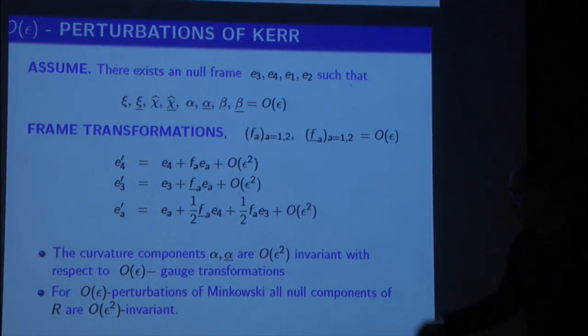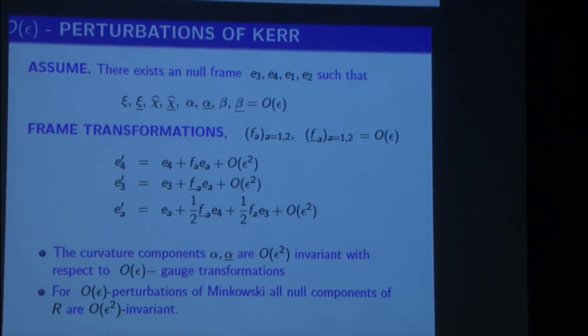And also, I want to remind you, we discussed it last time, that in the case of the stability of Minkowski space, all components of the curvature are of epsilon square invariant. And it's because of this that we were concentrating just on curvature, on the Bianchi identities, and we were using the Bianchi identities to control the curvature. And then once you control the curvature, you have to fix the gauge. We discussed a little bit about how to fix the gauge in the stability of Minkowski space, and that was a little bit more complicated.